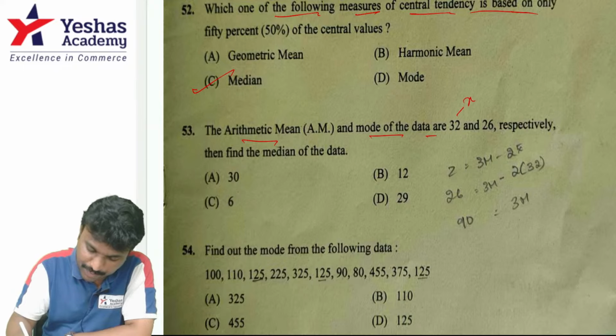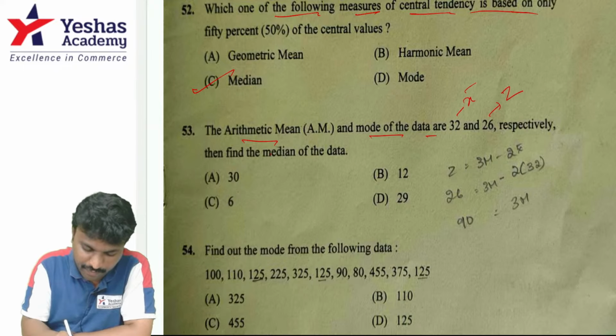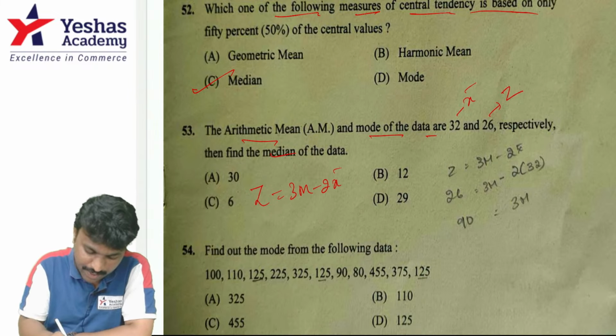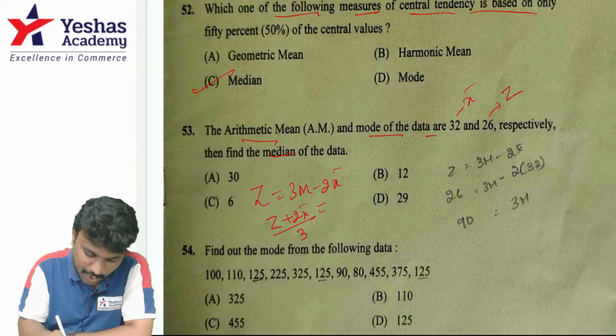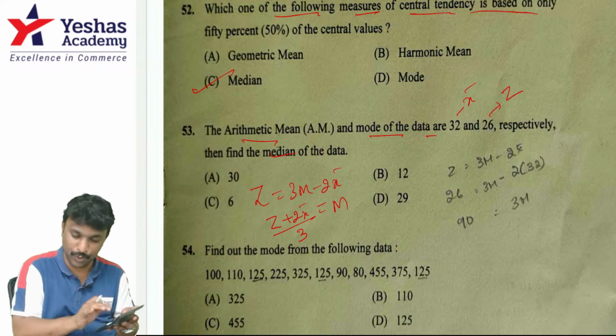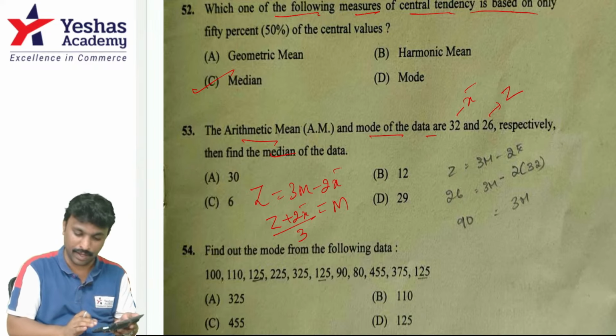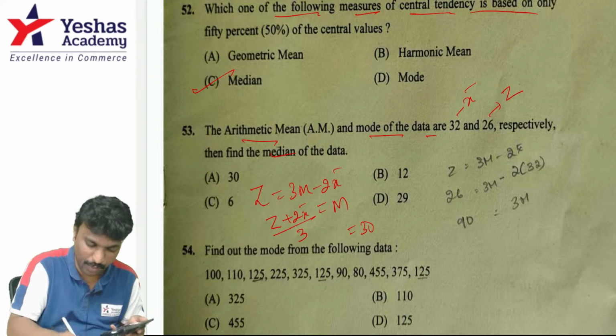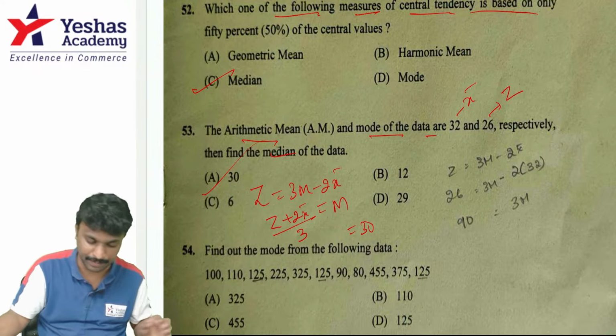The arithmetic mean and the mode of the data are given. So this is x bar and this is mode. We need to find the median. The relationship is mode is equal to 3 median minus 2 mean. We need to find the median. So mode plus 2 mean is equal to 3 median. 3 goes to the denominator. Now 2 into mean, what is the mean? 32. Plus mode is 26, divided by 3. That gives you 30. Option A is the right answer.